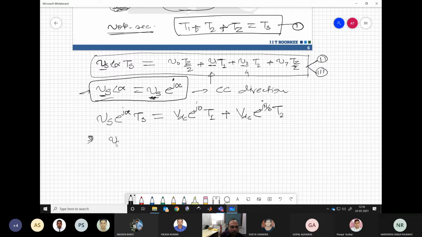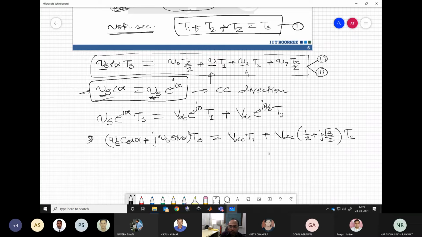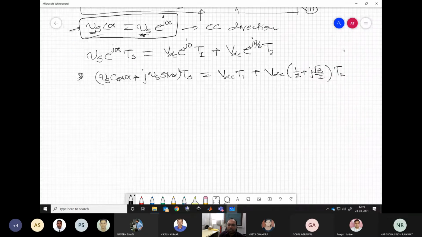Now the e raised to power j alpha, if you separate out, this will be Vs cos alpha plus j Vs sin alpha times Ts, and this will be VDC times T1 plus VDC times (1/2 plus j root 3 by 2) times T2. Or if you write in terms of angle, so that is sometimes easier to remember.